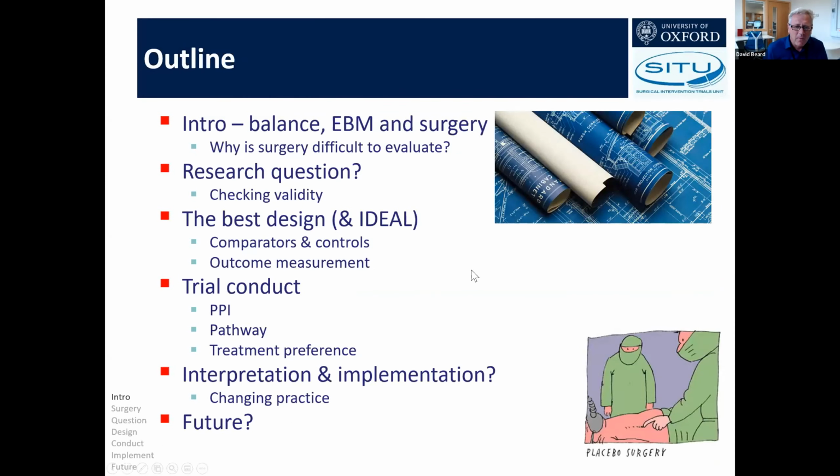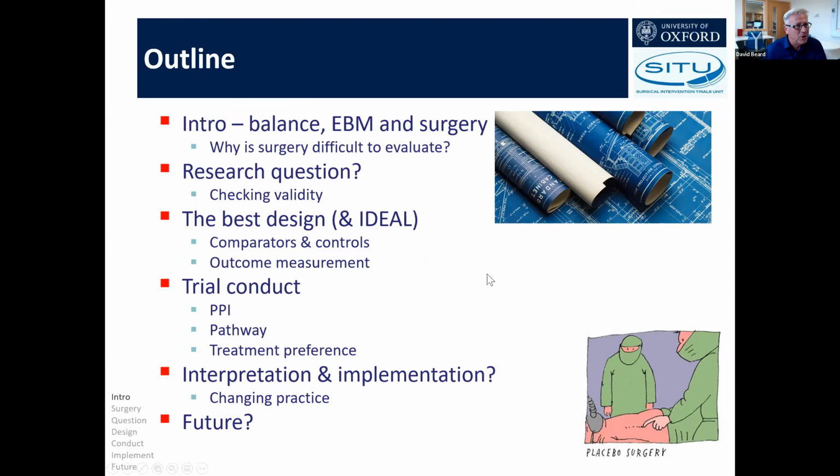And just a quick outline for you to see where we're going to go. I'm just going to introduce a few concepts and talk about why surgery is difficult to evaluate. I've got a penchant for the research question. I really like that side of things, so we're going to spend a little bit of time on that. We're going to talk about the best design and introduce the concept of ideal, talk a little bit about comparators and controls, one slide on outcome measurement, move towards trial conduct, a couple of things on that, PPI, pathway, preferences and equipoise, and then perhaps some of the more challenging parts is the interpretation and implementation. We'll spend a bit of time on that and where we're going to go into the future. So we'll just step through it and take questions at the panel at the end.